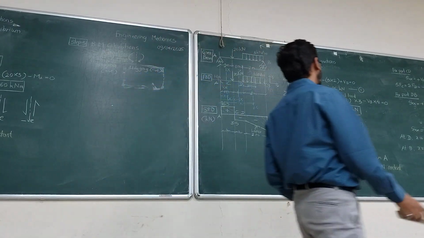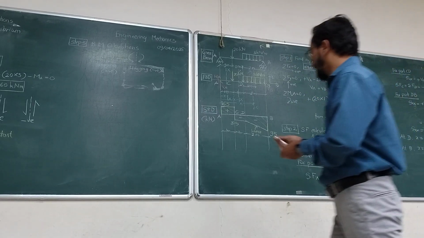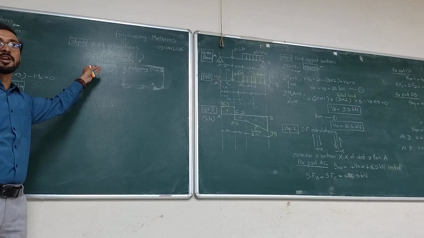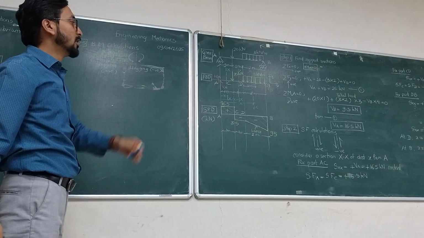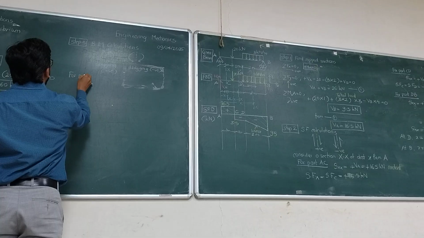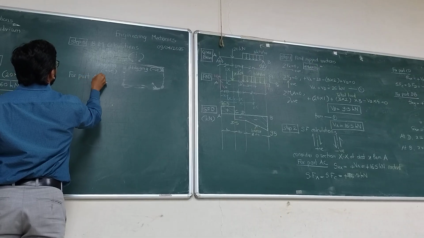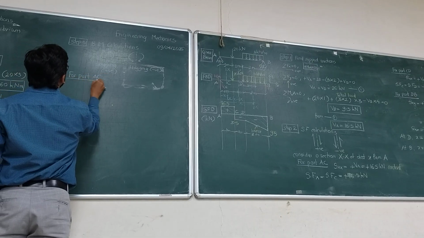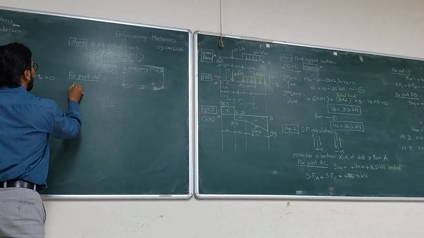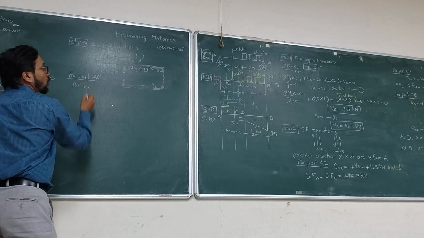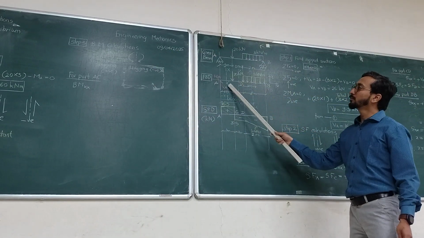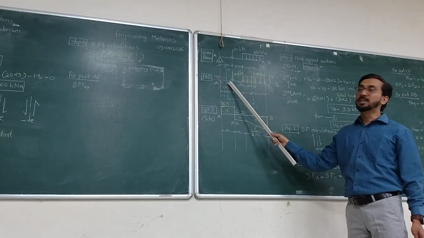Let us do those calculations. So step number 2, bending moment calculation. Write the sign convention: sagging positive, hogging negative. First part AC. For part AC, what is the equation of bending moment at this section XX? See which section it is. Yes, this section.